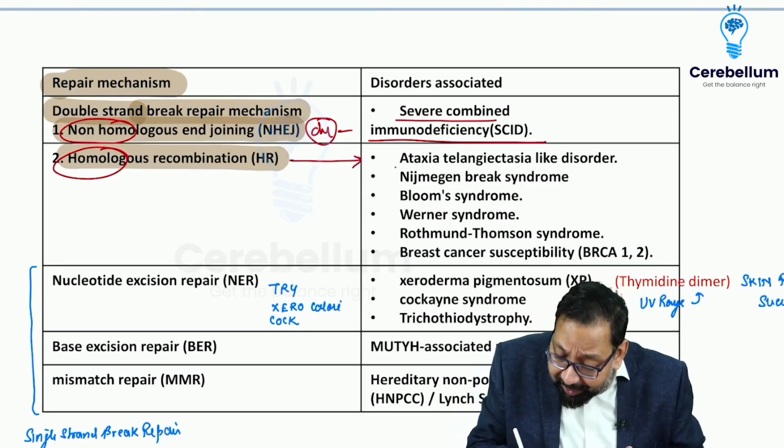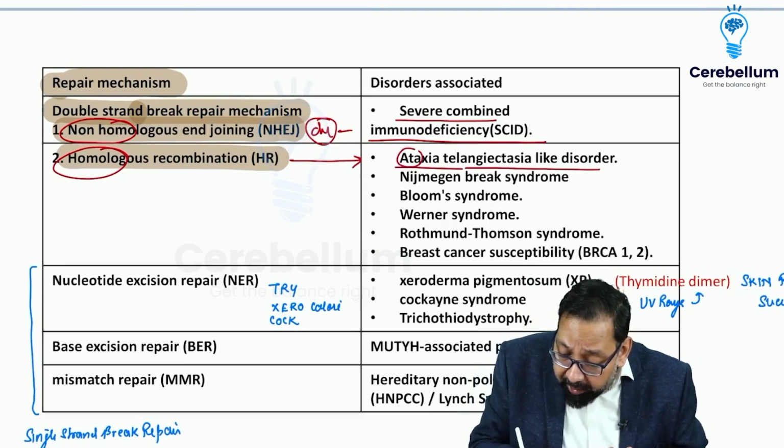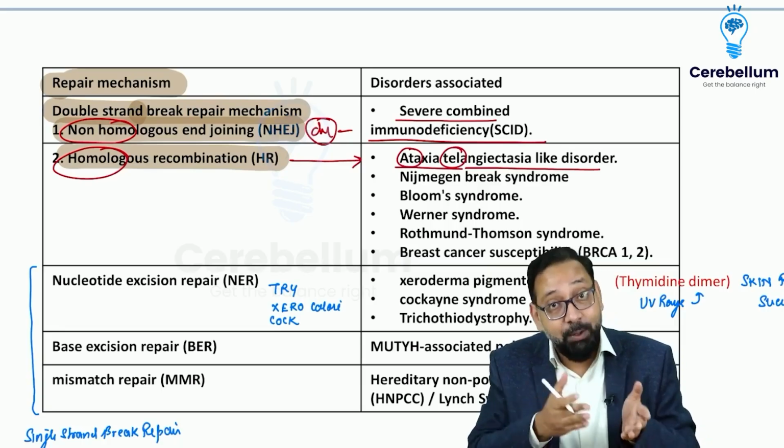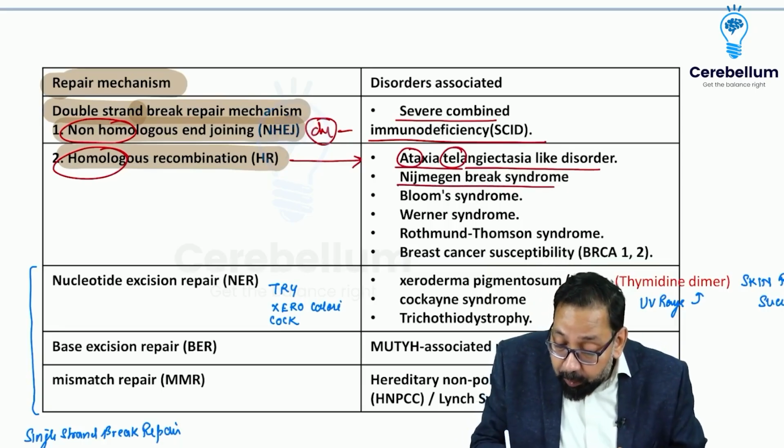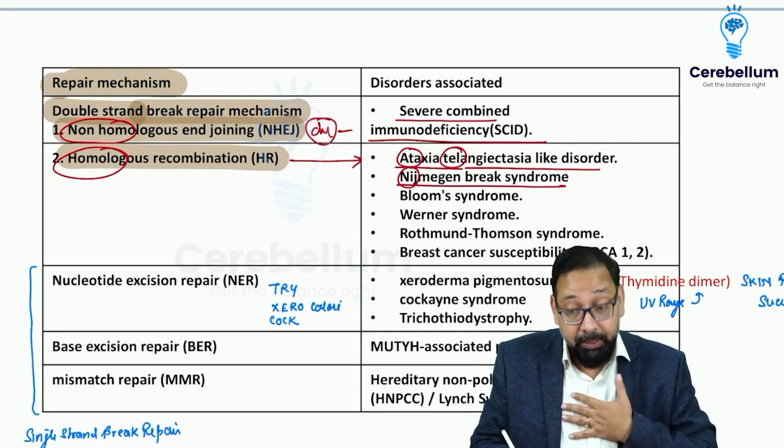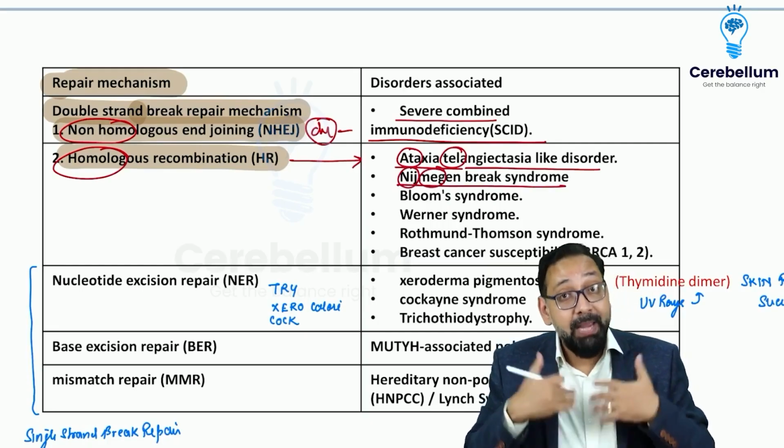Ataxia telangiectasia like disorder, Ata tail is present at home. Nijmegen breakage syndrome, Nis means apni, Megan Maggie, apni Maggie khud banao.